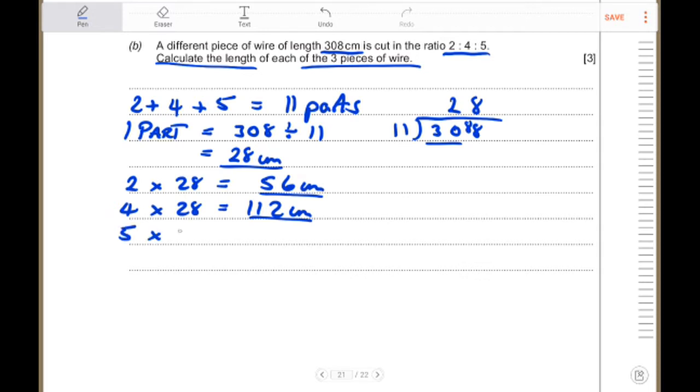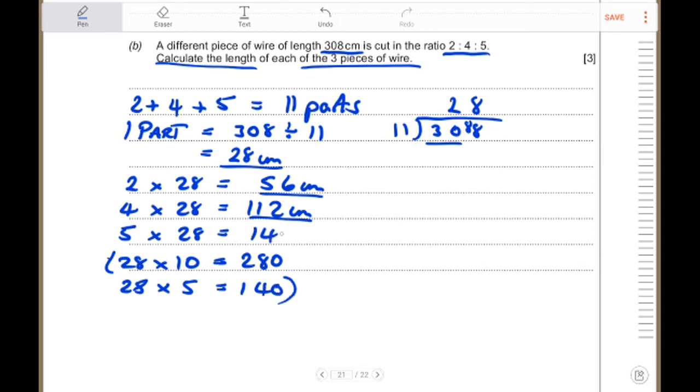Okay, 5 times 28, non-calculator. What's a quick way of doing this? Well, if you times them by 5, a quick way that can really help you is times them by 10. So do 28 times 10. Well, that's nice and easy. That's 280. Once you've done that, 28 times 5 is half of that, because 5 is half of 10. So half of that is 140. And that's a nice quick way of doing that. And that's the size of the third piece.